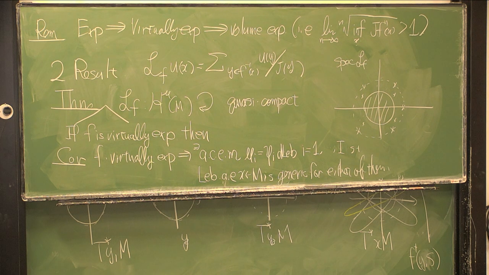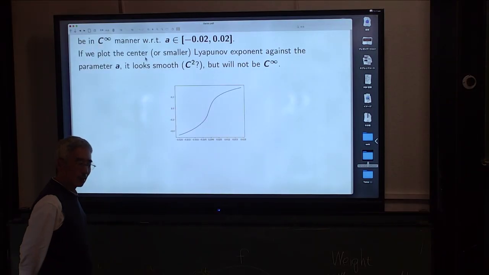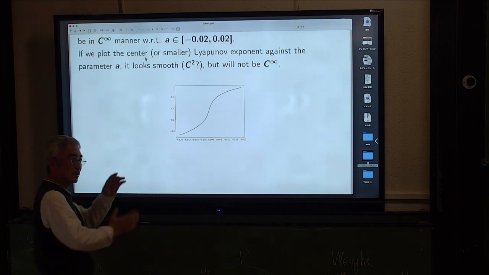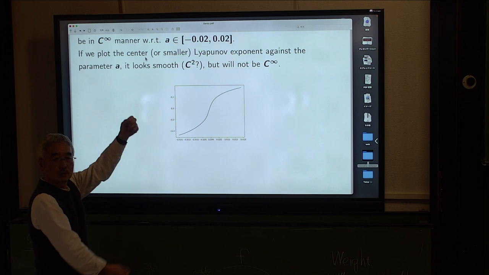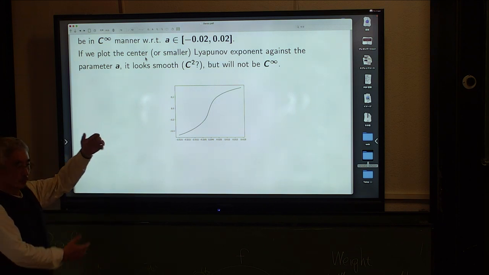Your Lyapunov exponent is negative, so is it log of the Lyapunov or? Yes, log of this expansion rate in the particular direction. In what direction? Vertical. Vertical direction. Yeah, that is the fiber.